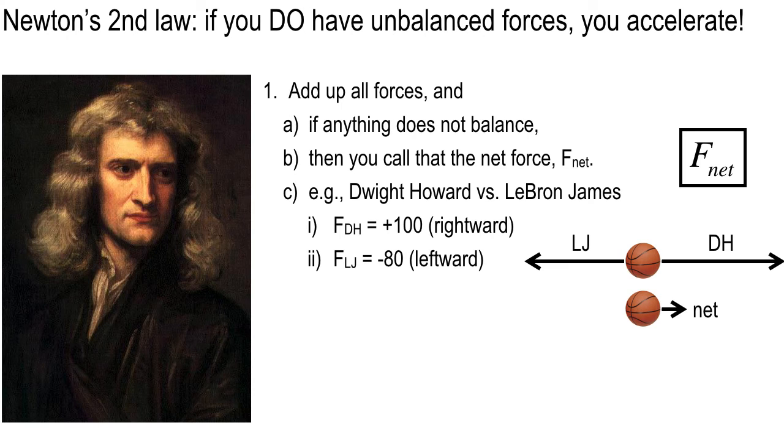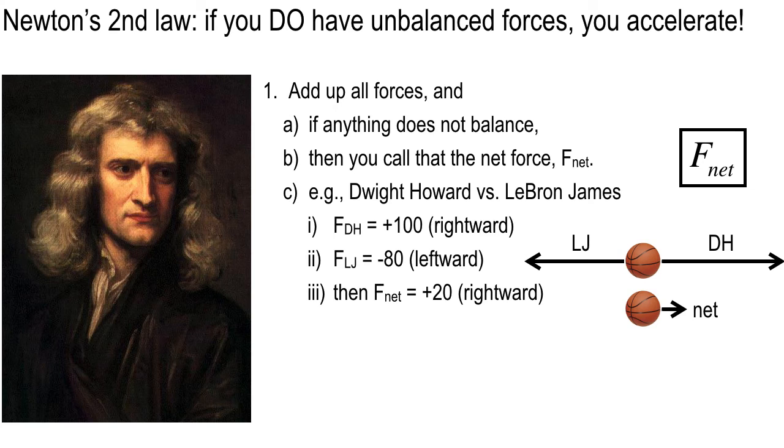Now, the nice thing is that if you have your plus or minus signs racked up here and here properly, then all you've got to do to get the net force is add them up carefully. So a positive 100 plus a negative 80 is a net of plus 20. So rightward net force. The net force is toward Dwight, and he wins the battle. He gets the ball.